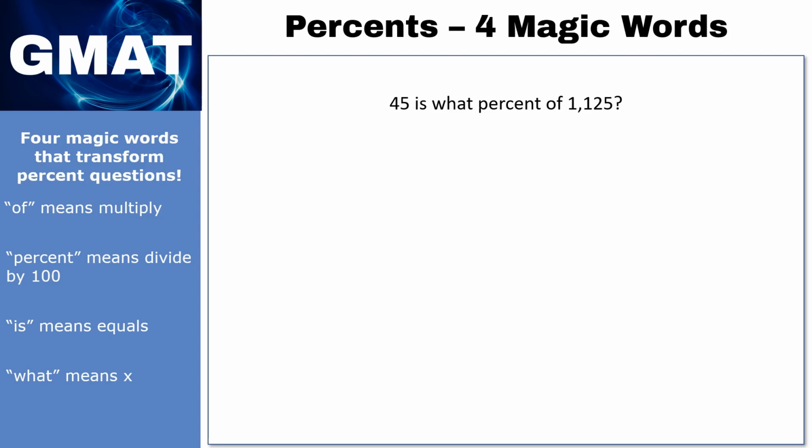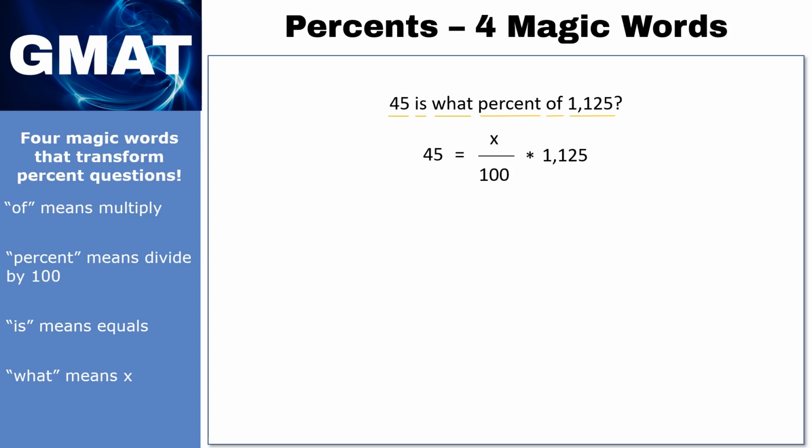All you're going to do is translate each English word into math. 45 means, well, 45. Is means equals. What means X. Percent means divide by 100. Of means multiply. And 1,125 means, well, 1,125. Now all you do is crank through the algebra and solve for X.